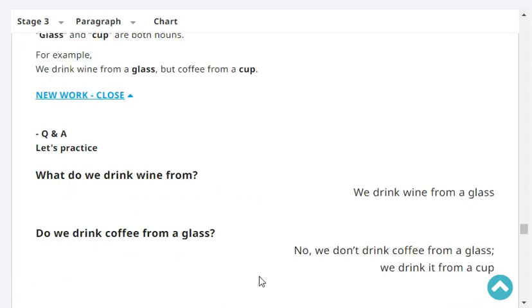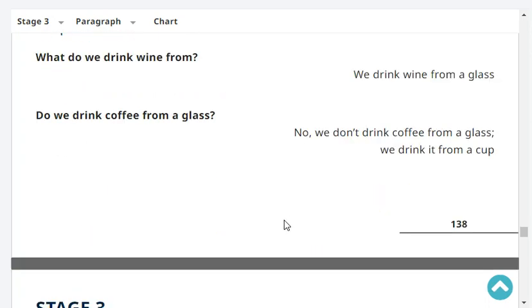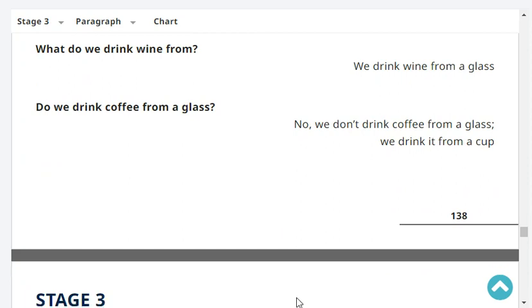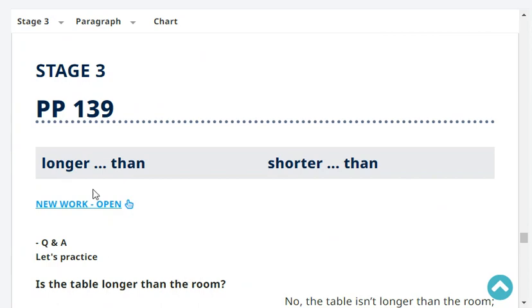What do we drink wine from? We drink wine from a glass. Do we drink coffee from a glass? No, we don't drink coffee from a glass. We drink it from a cup. Very good. Next, repeat. Longer than.